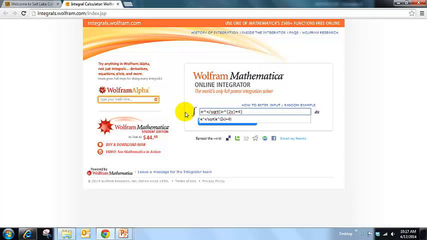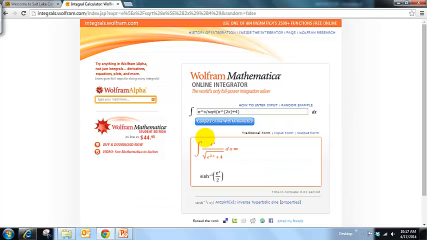Now it already has the dx on here, so we don't need to put that part. And one nice thing when you enter it is it'll draw the integral for you, so you can see if you entered it correctly and it's interpreting it correctly. And it looks like it is, but look at that answer. This is the hyperbolic inverse sine of e to the x over 2. Well, that's certainly not what I got when I did the integral table.